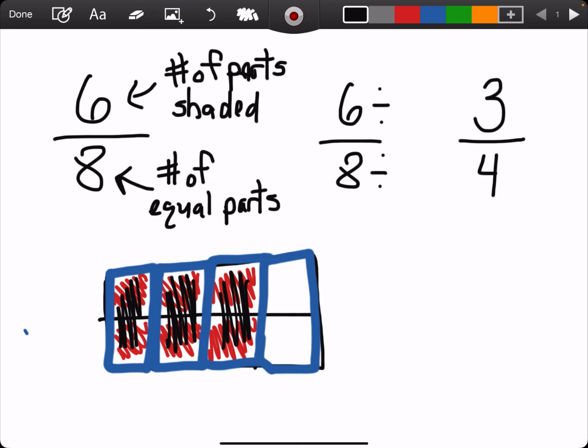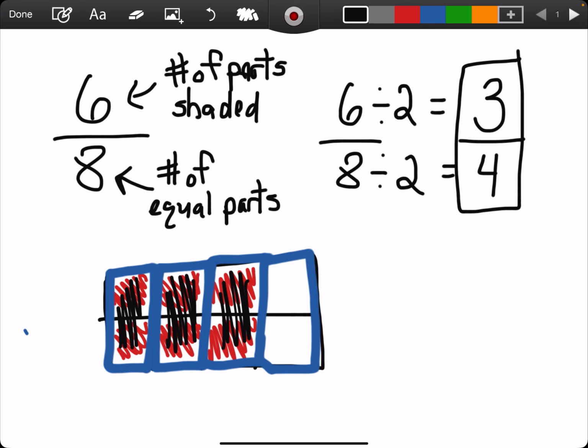My trick is to ask yourself, what kind of number is 6 and what kind of number is 8? What number can I divide into 6 and into 8? Whenever you have an even number on the numerator and an even number on the denominator, you can always divide by 2. 6 divided by 2 equals 3. 8 divided by 2 equals 4. There we have 3/4. That is how we could use division to find an equivalent fraction.